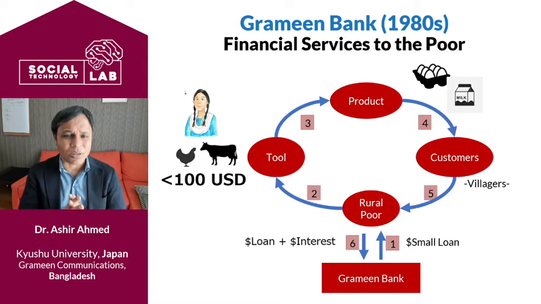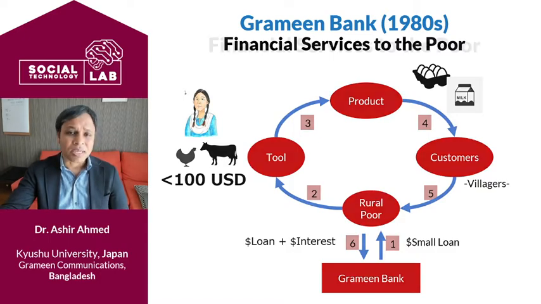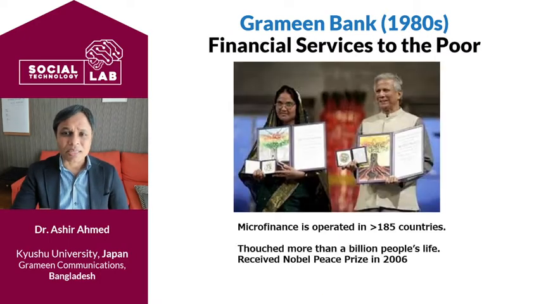The simple model worked in Bangladesh, it worked in other countries, and it is also working in the United States of America. The term microfinance is now so common, and the father of microfinance is Professor Muhammad Yunus. Microfinance is available in almost every country in the world. It touched 1 billion people's lives, and that's why their effort was recognized by the Nobel Committee, and they received the Nobel Peace Prize in 2006.